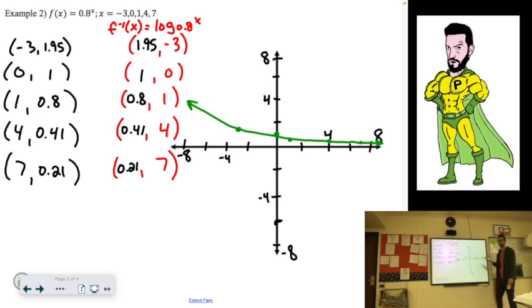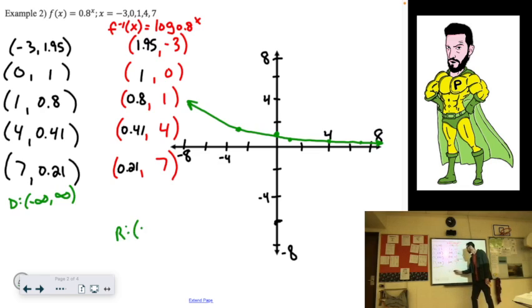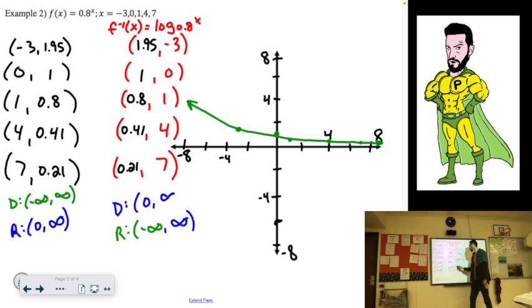Now domain, left and right, there is no limit. So our domain will be all real numbers here. And remember, that becomes the range of our inverse. Now, the range here, again, it approaches 0, but it never hits 0. So our range is going to be 0 to positive infinity, which means our new domain of our inverse would be that same thing, 0 to infinity.